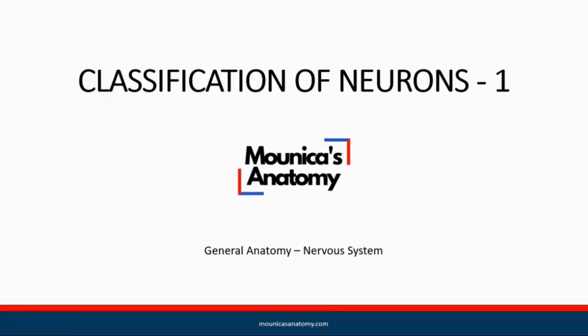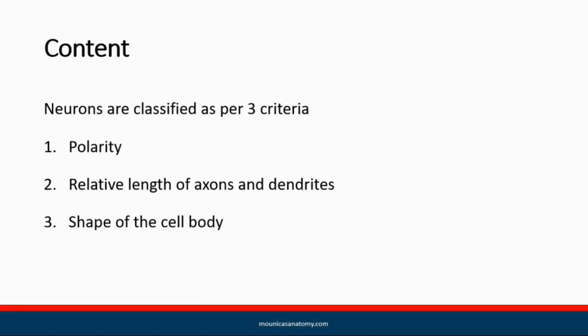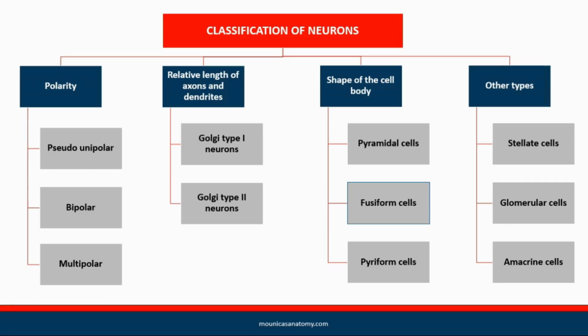Classification of neurons, Part 1. Neurons are classified as per 3 criteria: polarity, relative length of axons and dendrites, and shape of the cell body. According to polarity, they are pseudo-unipolar, bipolar, or multipolar. According to relative length of axons and dendrites, they are Golgi type 1 or type 2 neurons. According to shape of the cell body, they are pyramidal cells, fusiform or pyriform.